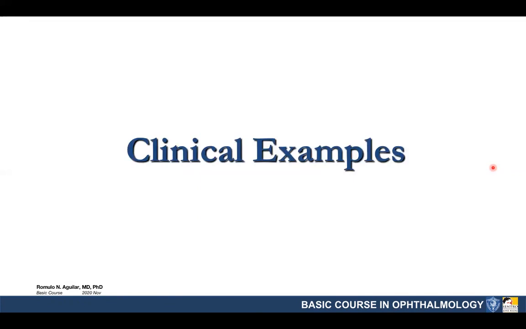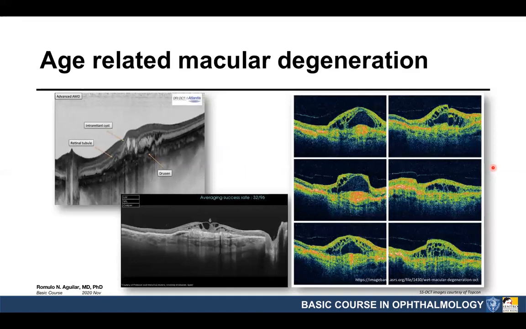Let's go over some clinical examples very quickly. I will be showing only pictures from swept source OCT and spectral domain OCT because I think your generation will no longer be using the time domain OCT. So this is an example for age-related macular degeneration.